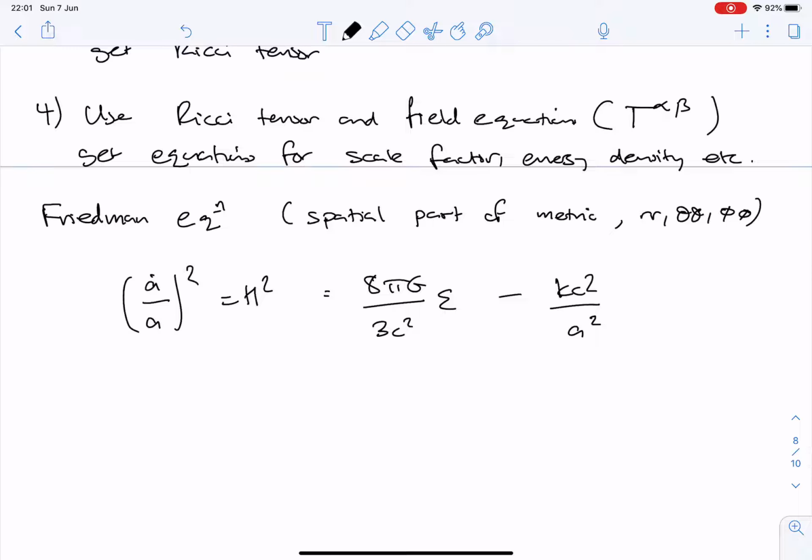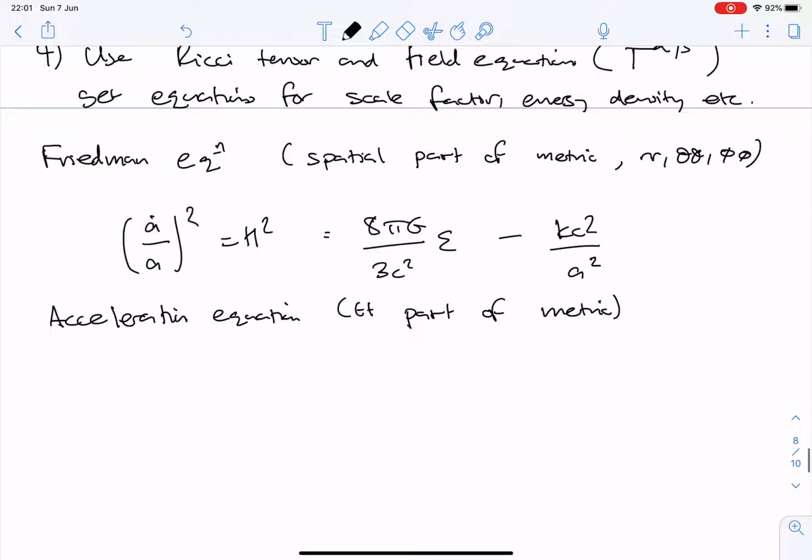And we have the acceleration equation, which comes from the tt part of the metric. And it is a double dot over a equals minus 4 pi G over 3 c squared, epsilon plus 3p.